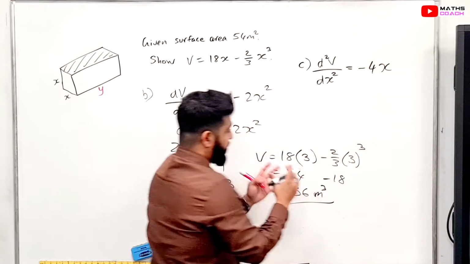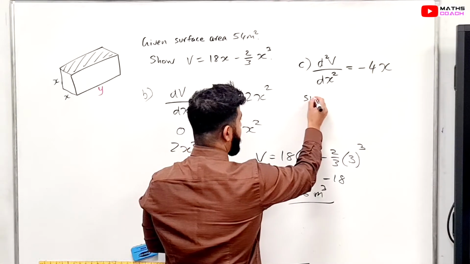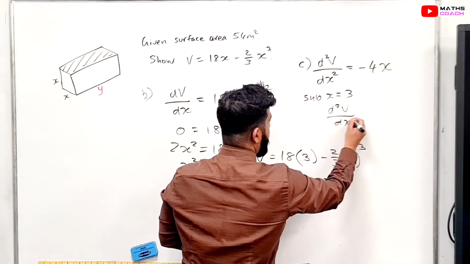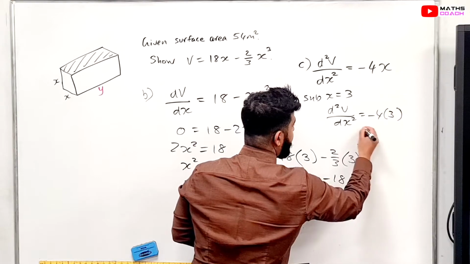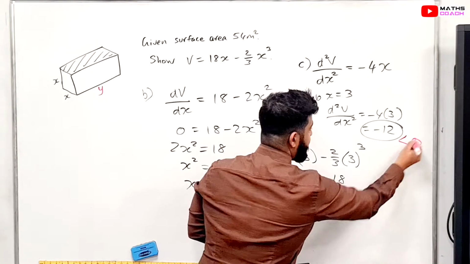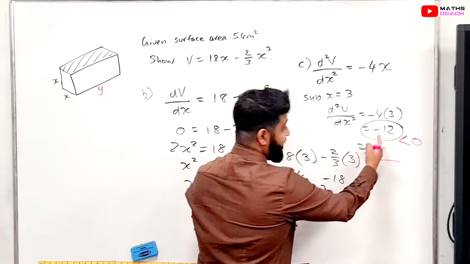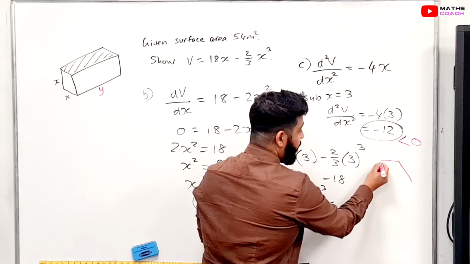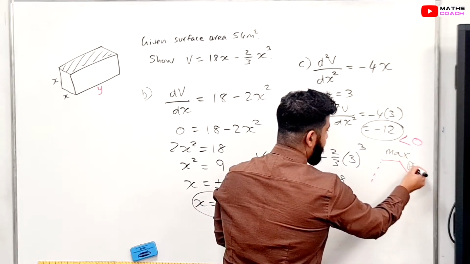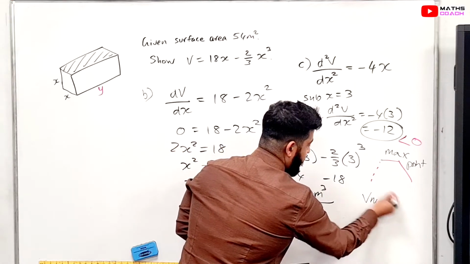So now you probably can see what the value is going to give us, but we'll still substitute the value of x in here. So we'll sub x equals 3 into this, and we get minus 4 times 3, which is minus 12. And we know that minus 12 is less than 0. And if you have a value which is less than 0, so if you take this as your stationary point, the gradient is now less than 0. Therefore, it is a maximum point. So therefore, this is a maximum point, and V is a maximum volume.